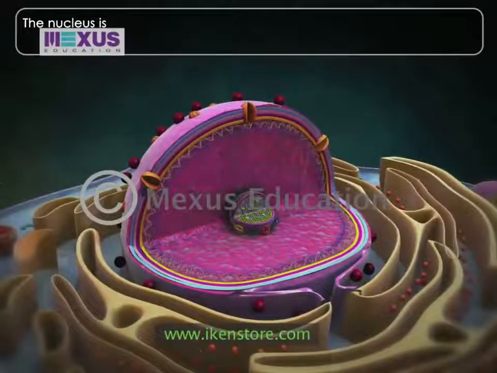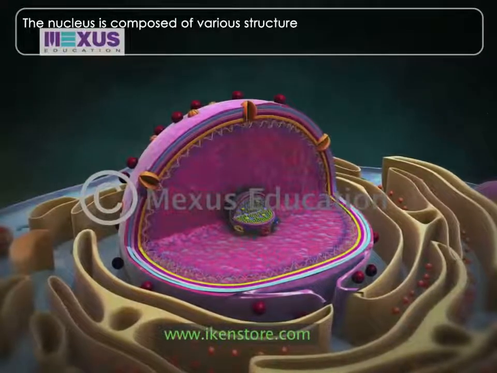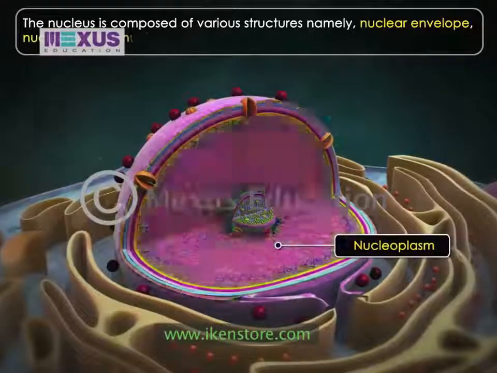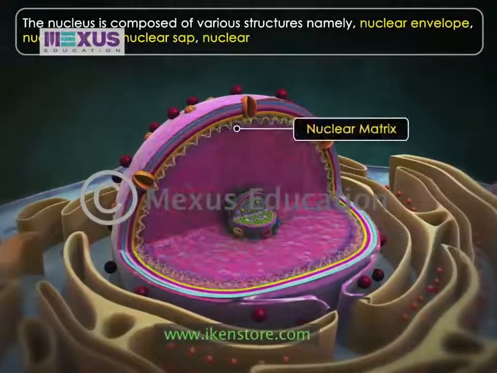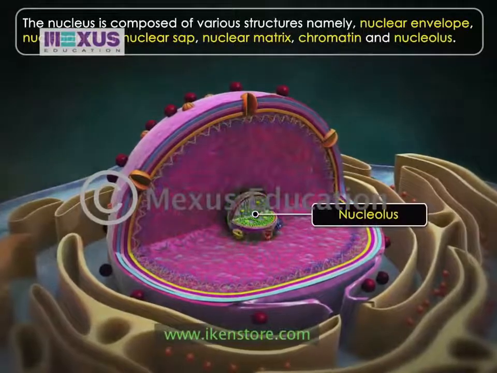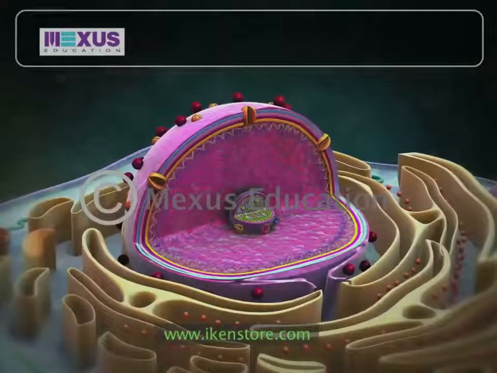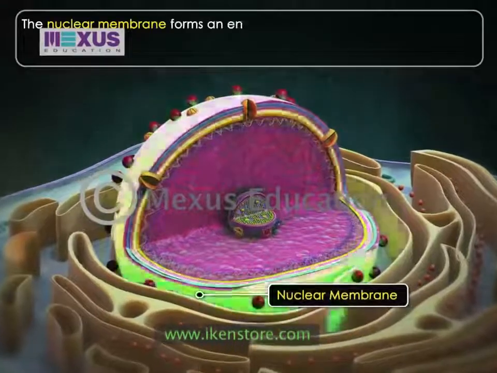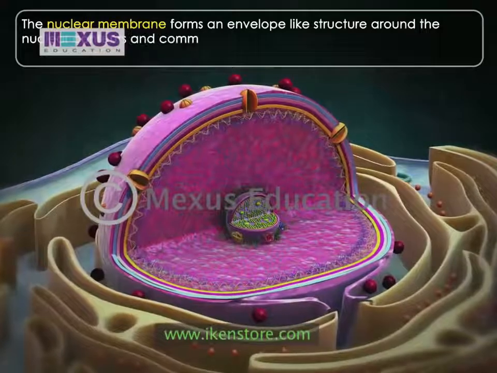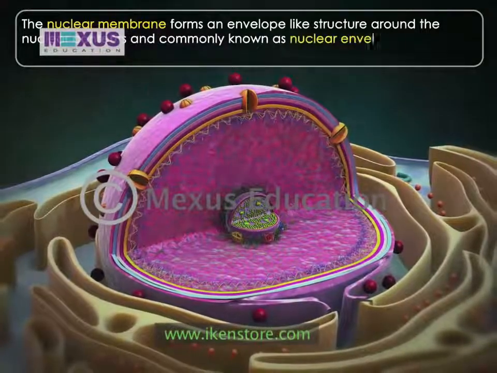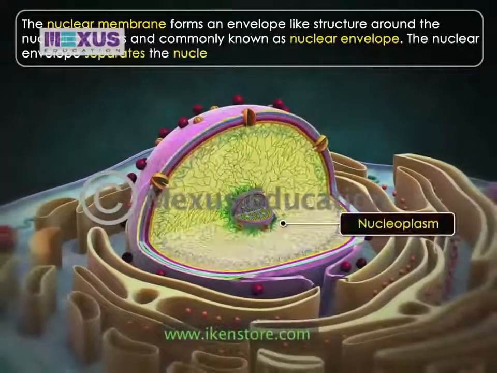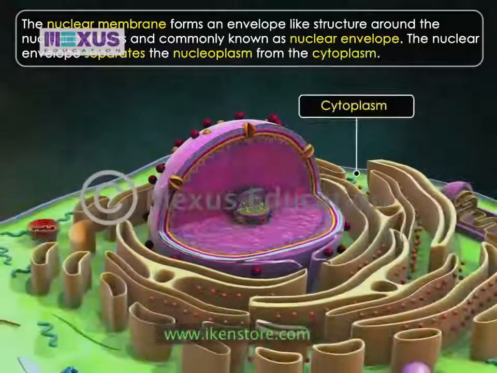The nucleus is composed of various structures, namely nuclear envelope, nucleoplasm or nuclear sap, nuclear matrix, chromatin, and nucleolus. The nuclear membrane forms an envelope-like structure around the nuclear contents and is commonly known as the nuclear envelope. The nuclear envelope separates the nucleoplasm from the cytoplasm.